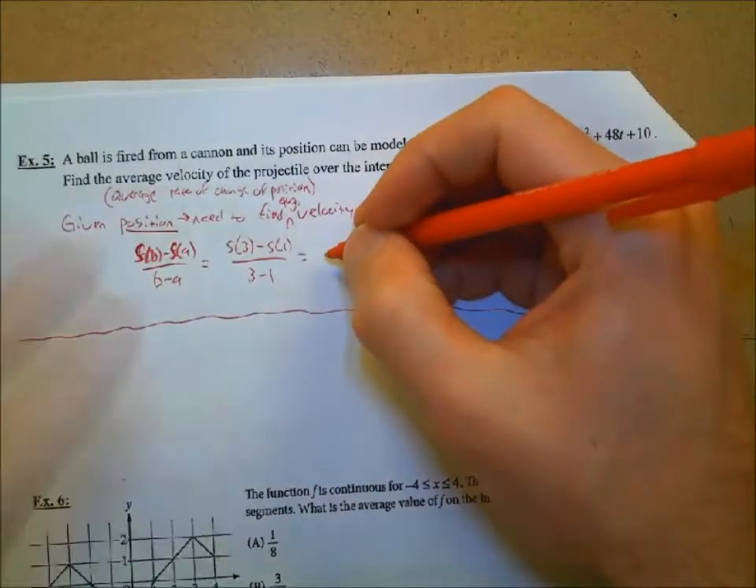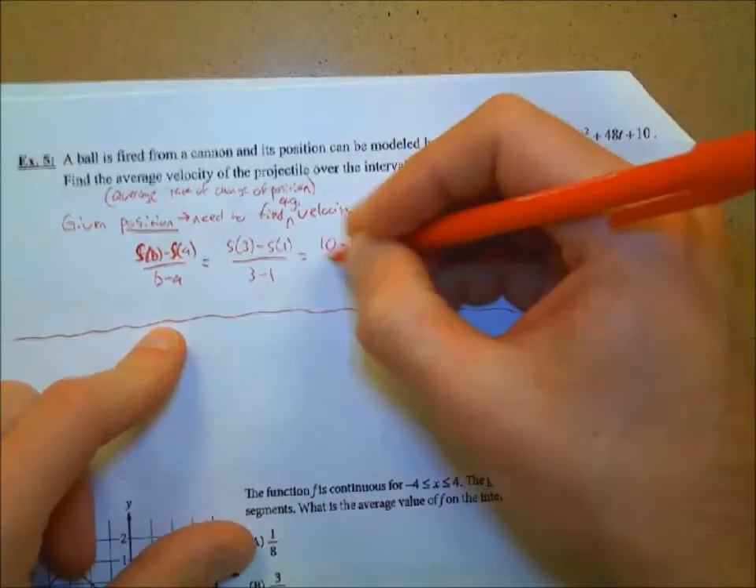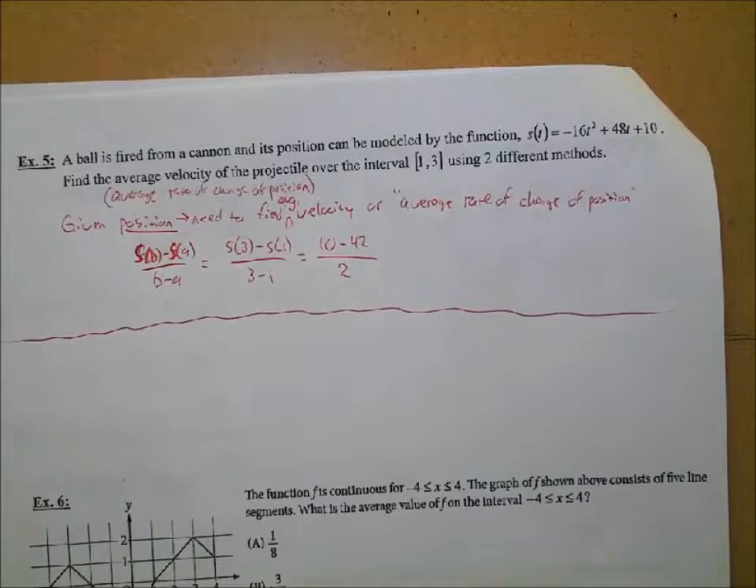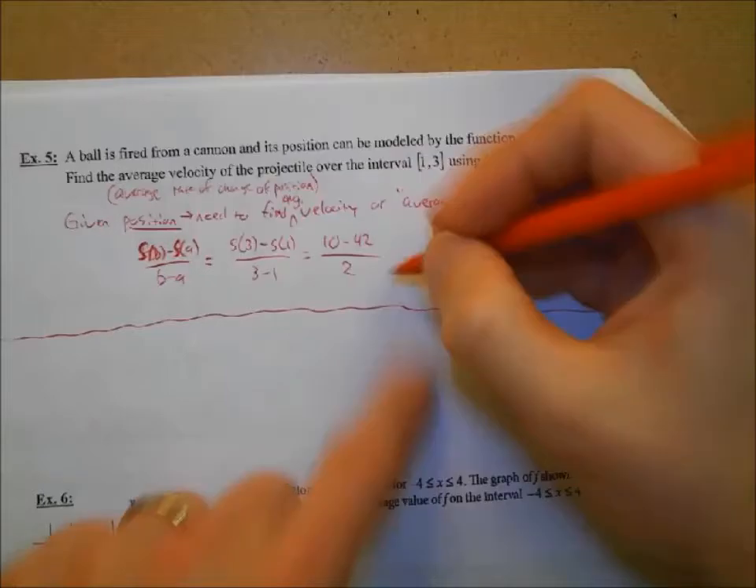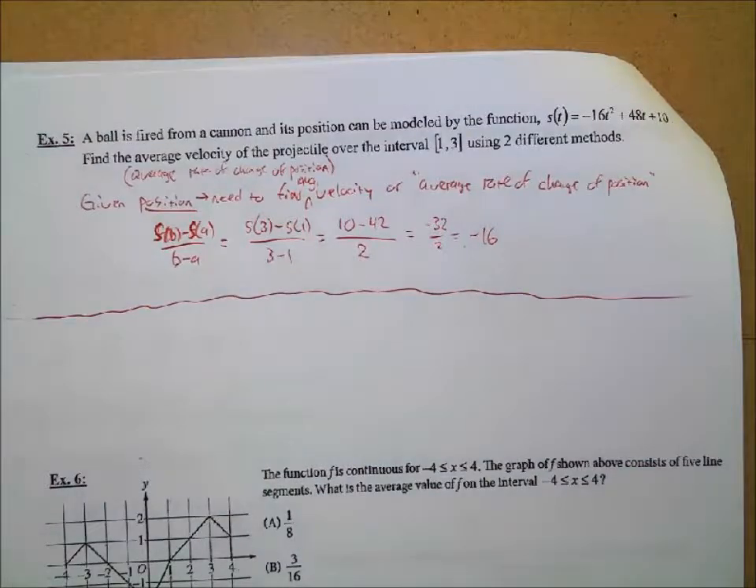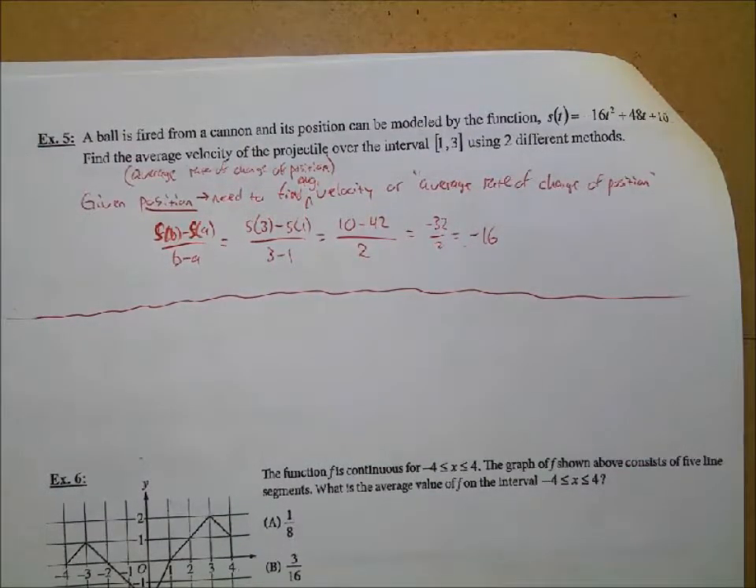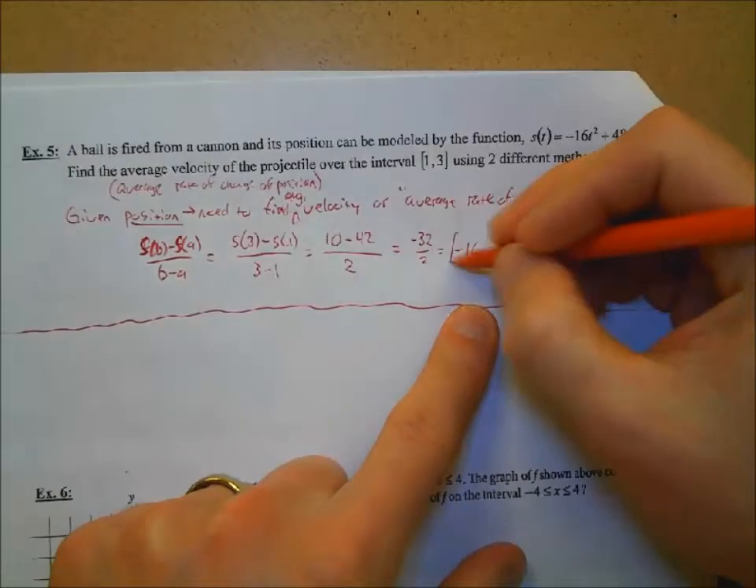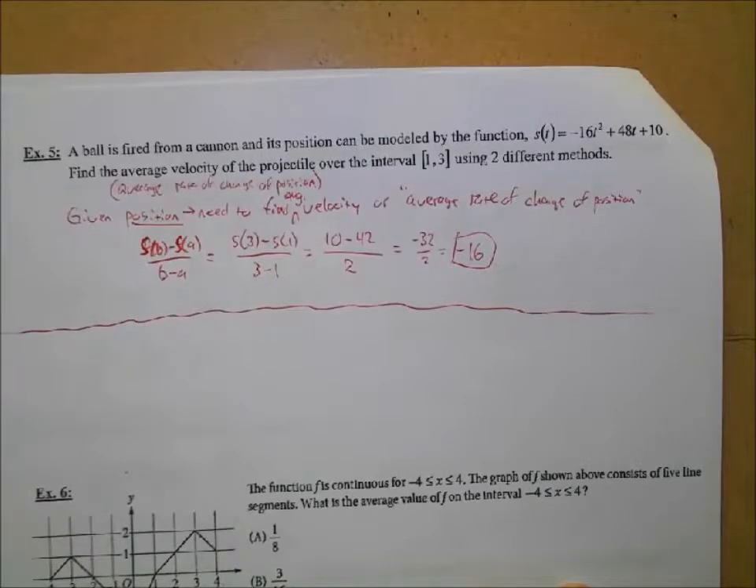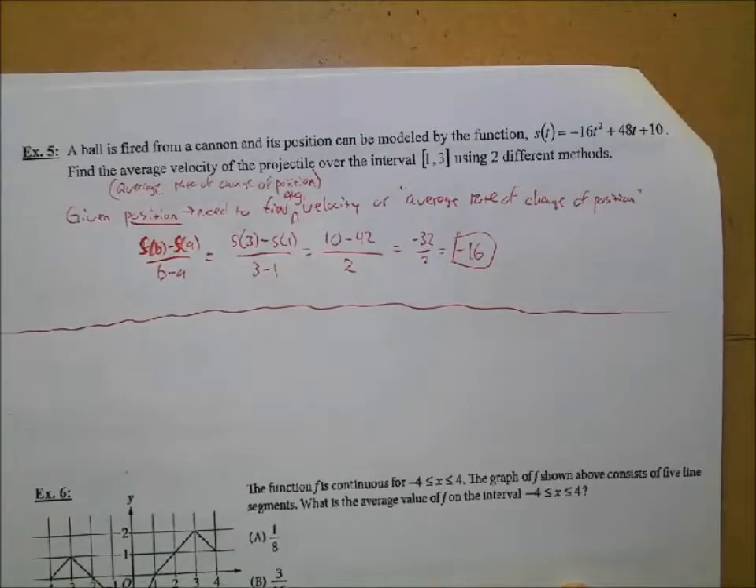You guys can find that, so I'm not going to worry about calculating it out here. I have it pre-calculated. So 10 minus 42 over 3 minus 1, which is just 2. That gives us negative 32 over 2, which gives us negative 16. We don't have units given to us here, so we're not going to be able to give units. There would be our average velocity using the old method, using that confusing way where we have to reinterpret: average velocity means the average rate of change of position. So given the position, we use that.